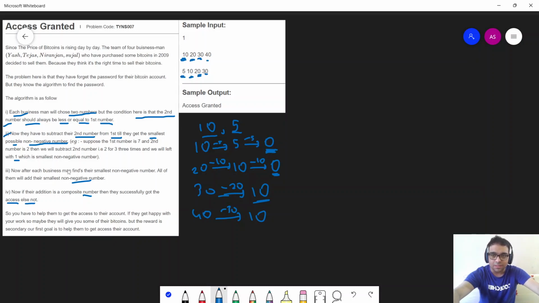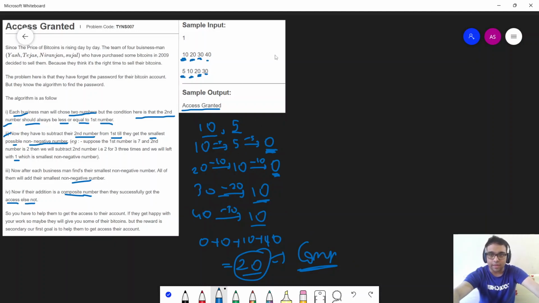Now, after each businessman finds the smallest non-negative integer, all of them add their values. So I add 0 plus 10 plus 10, which is 20. If the sum is a composite number, they successfully got the access, otherwise not. My 20 is a composite number, so they got access to the password, and hence the test case prints Access Granted. So this is the idea behind the problem.